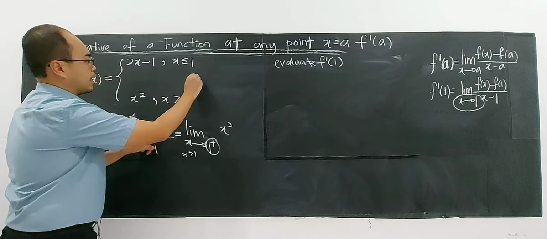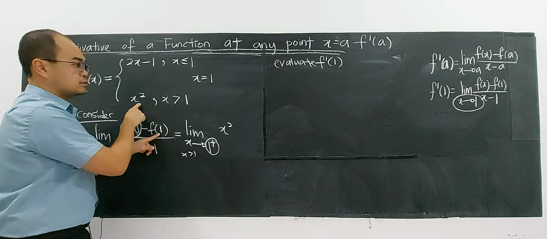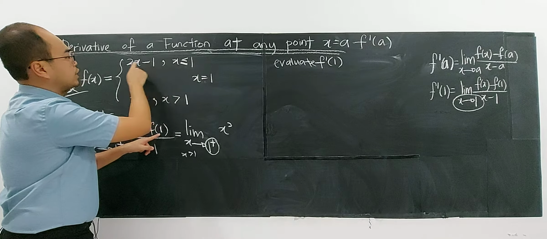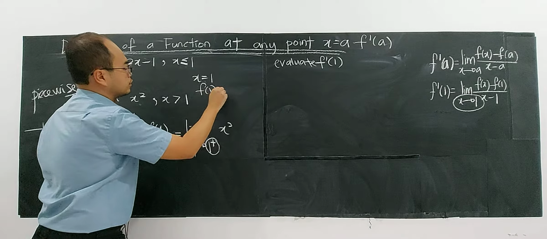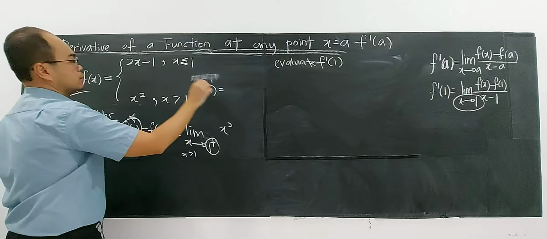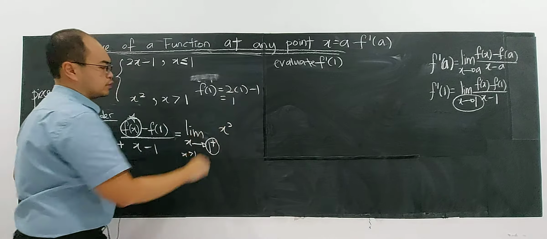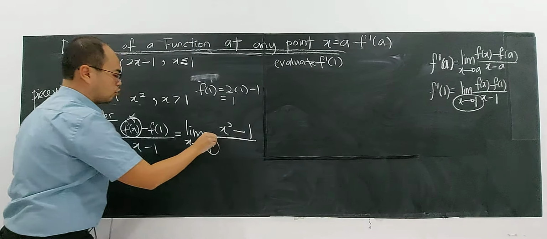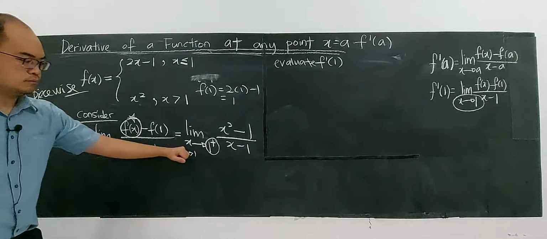f(1) is at x equals 1, so you substitute into the function, not this one but this one, because there is an equal sign here. You can evaluate f(1) first before you put it in. f(1) will be 2 times 1 minus 1, which is 1, right? So then you have f(1) equal to 1, over x minus 1 here.